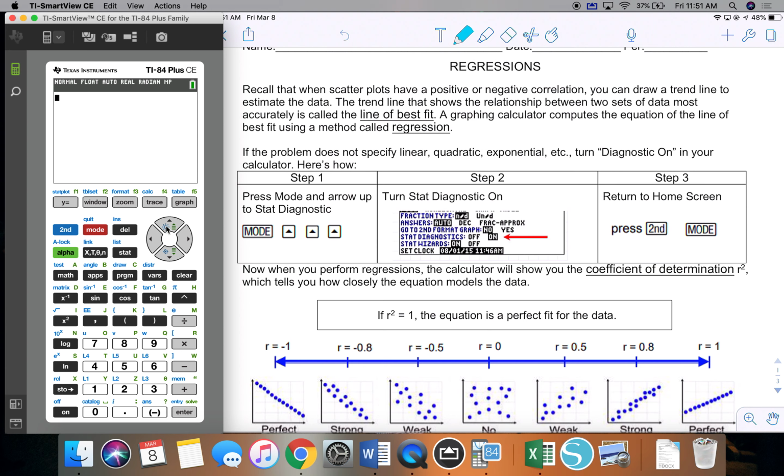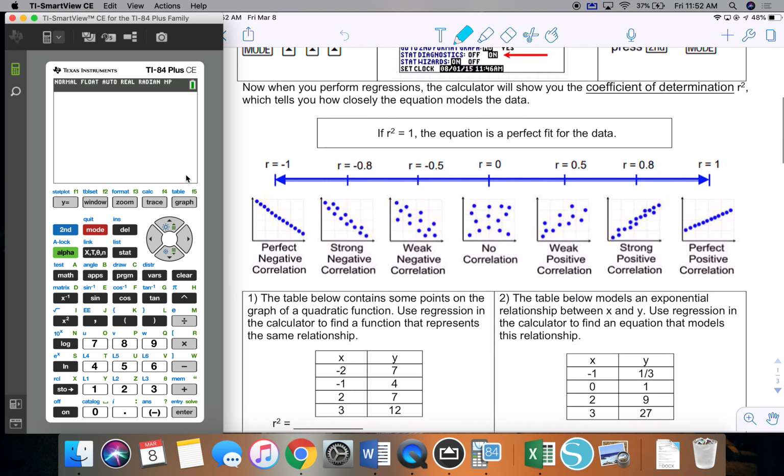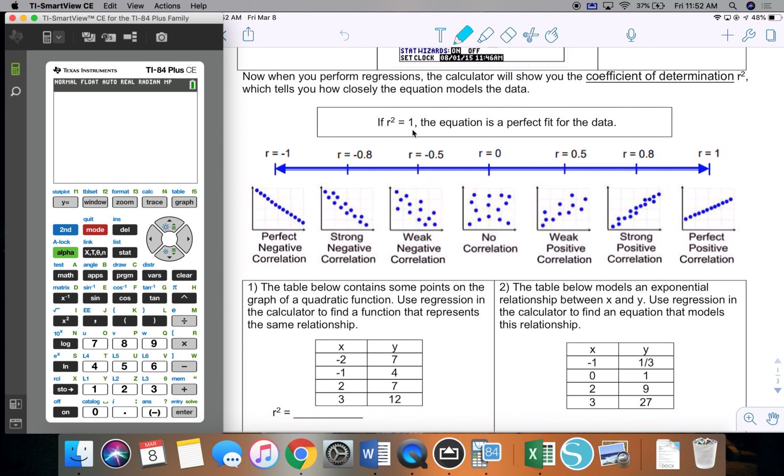Now, nothing visible has happened yet, but if you do not do these steps, you will notice a difference as we move forward. Remember, if r squared equals 1 or negative 1, it's a perfect fit for the data, and these are what the different r values represent. So perfect negative, strong negative, weak negative, no correlation is close to 0, weak positive, strong positive, and perfect.